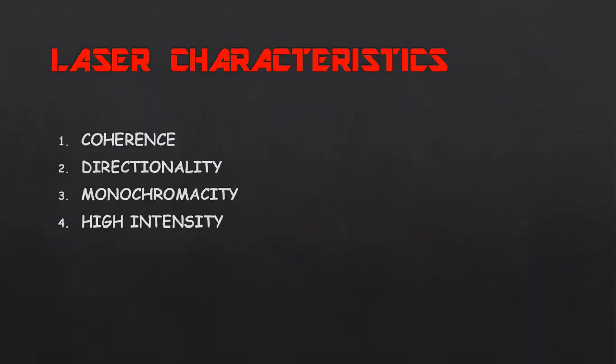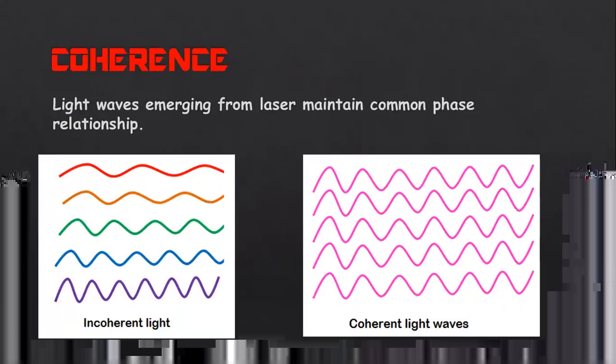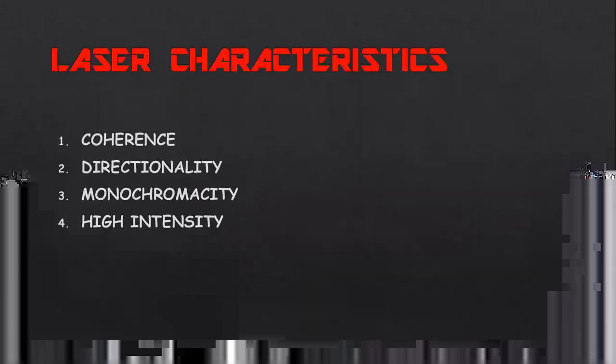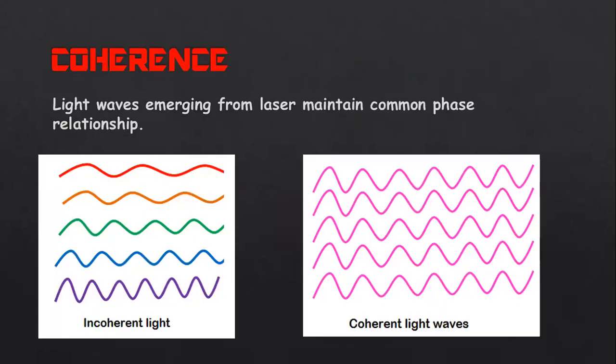So now laser has certain unique characteristics which make it different from ordinary light. There are four such characteristics: coherence, directionality, monochromaticity, and high intensity. Let us discuss each of these in detail.